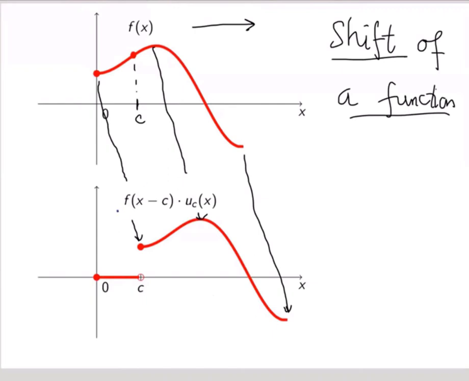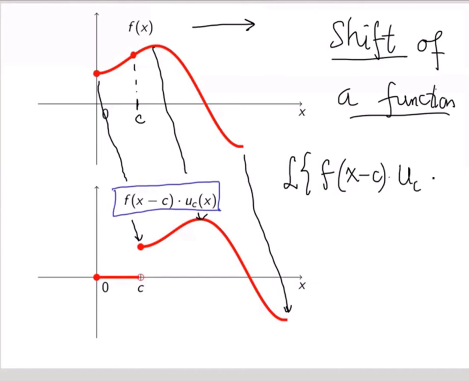So the formula for the shift is given by this: f of x minus c times uc. The formula for the Laplace transform looks like this. The Laplace transform of f of x minus c times uc of x is, we can make use of the formula for the cutoff. The answer is e to the minus c times s times the Laplace transform. This piece is the shift, f of x minus c.